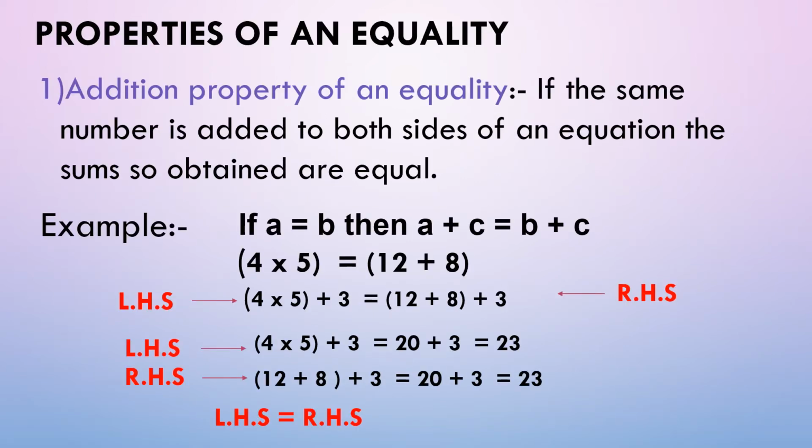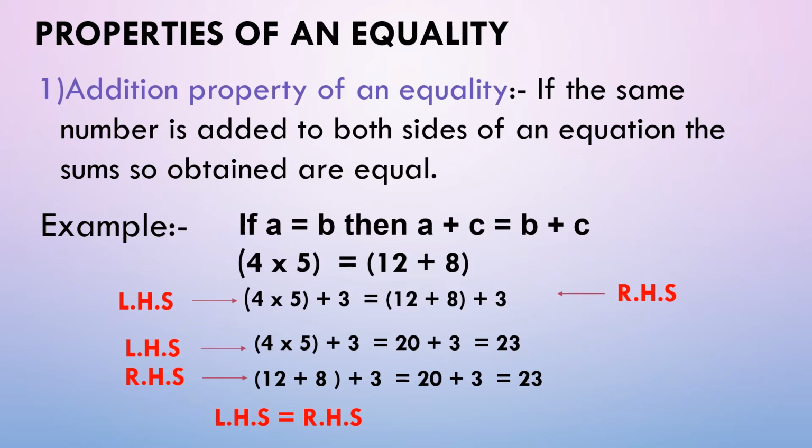Now let us see the properties of an equality. The first property is the addition property of equality. If the same number is added to both sides of an equation, the sums so obtained are equal. For example, if A is equal to B, then A plus C is equal to B plus C.